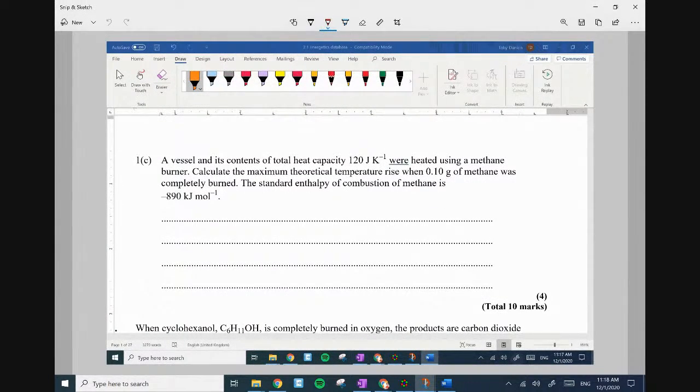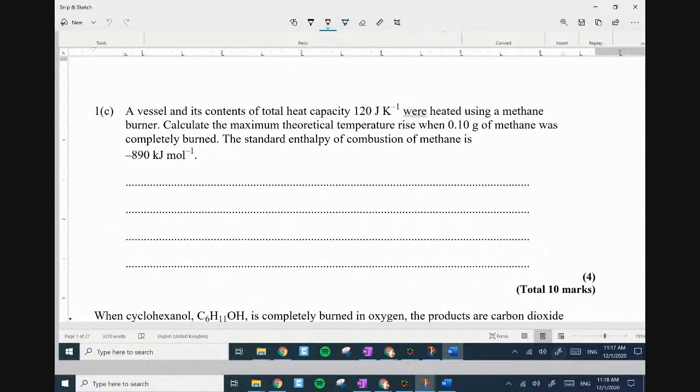You're cut off. Right, guys, can you please pause the video and have a go at this question now? 4 marks. Pause the video. If you really have no idea, don't worry, you can follow me through it. A vessel and its contents have a total MC, and are heated using a methane burner. Calculate the maximum theoretical temperature.